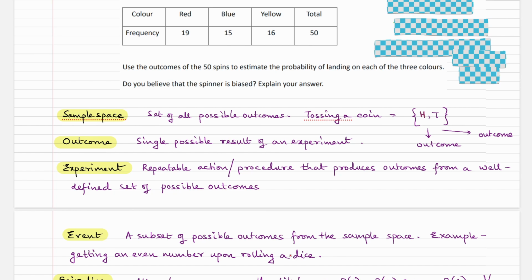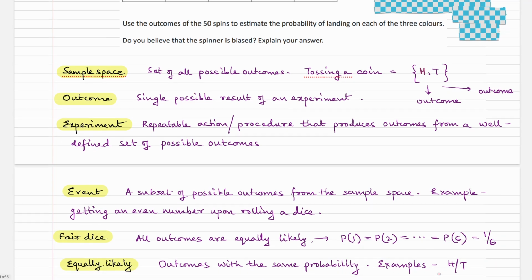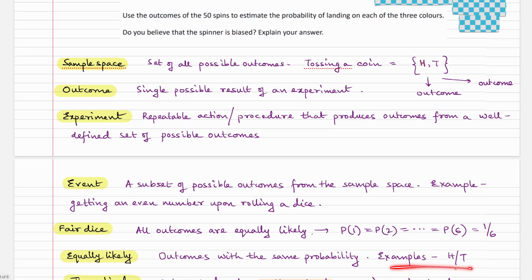So what is the sample space? 1 to 6. What is the event in this particular example? 2, 4 and 6. In a fair dice, all the outcomes are equally likely. So the probability of getting a 1, a 2, a 3, 4, 5 or 6 is all 1 by 6. Equally likely means outcomes with the same probability. So examples, heads or tails.